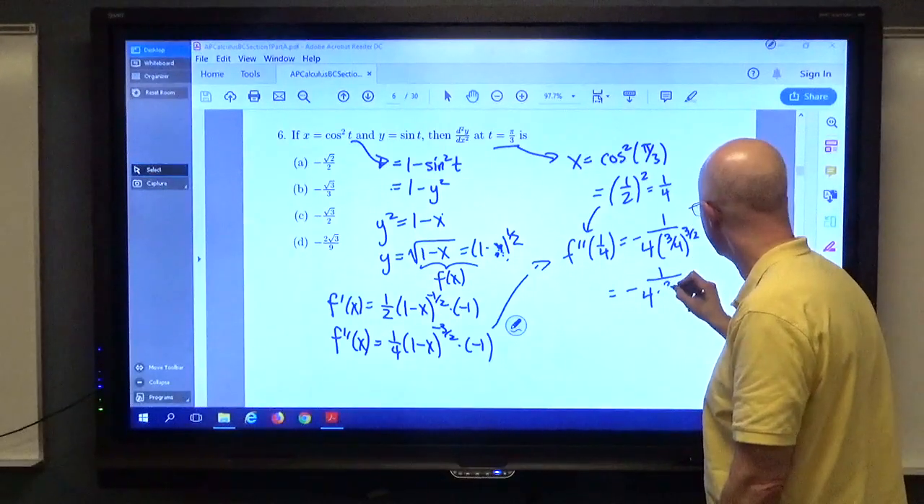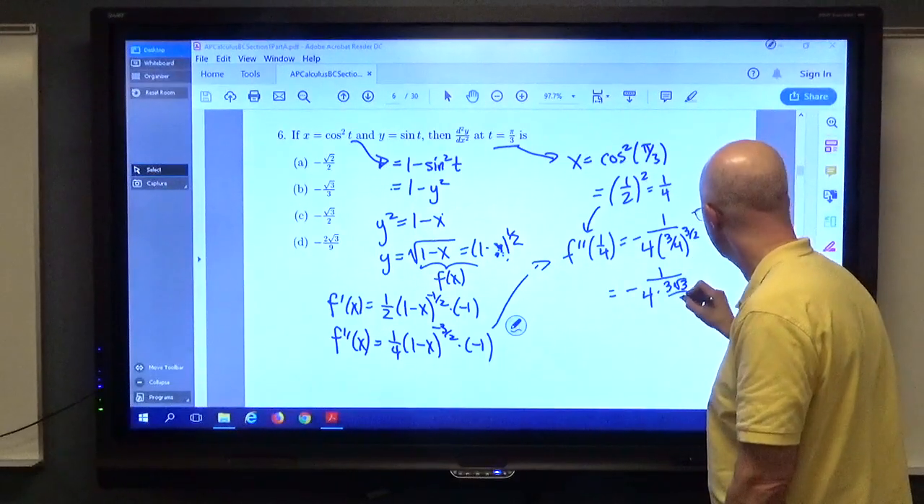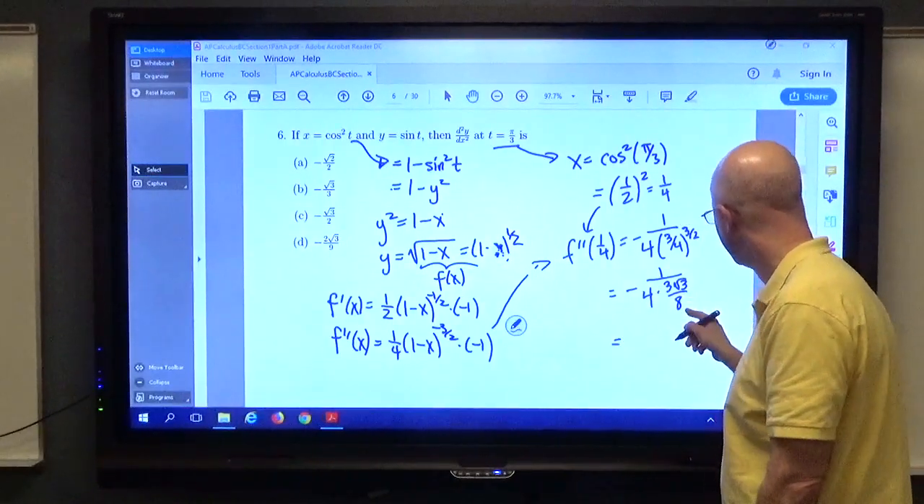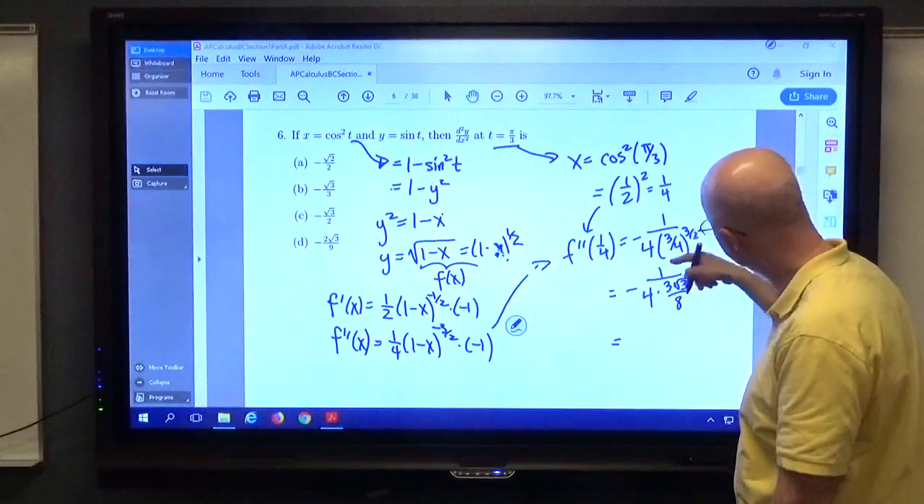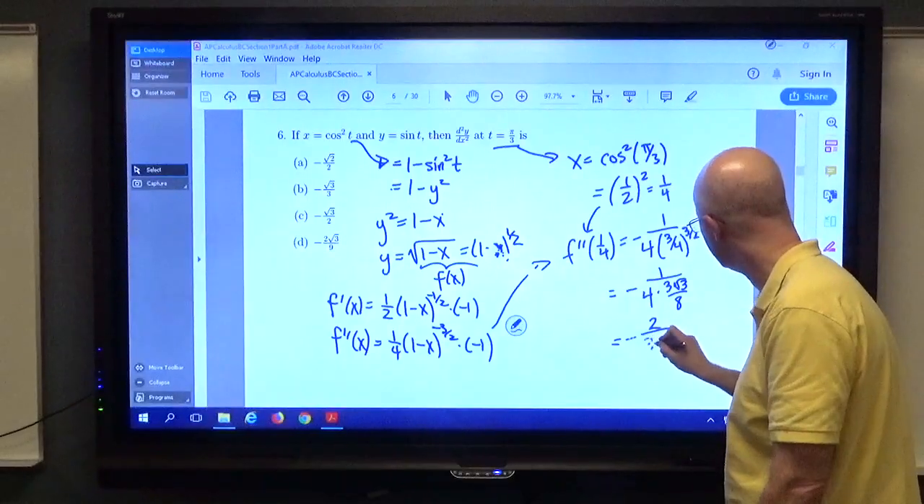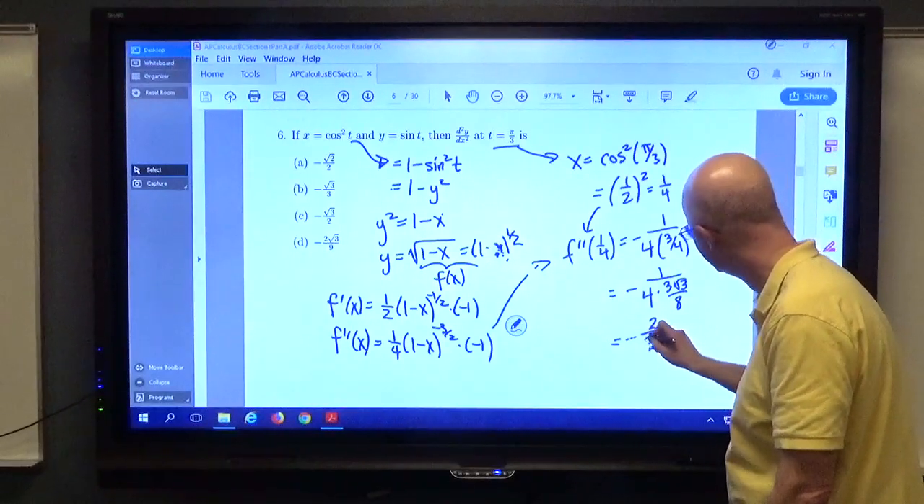3 to the 3/2 I could write as 3 square root of 3. 4 and the 8 cancel to give me 2 down there, which I could think of as a 2 up here. Negative 2 over 3 root 3. Oh, pen is failing.